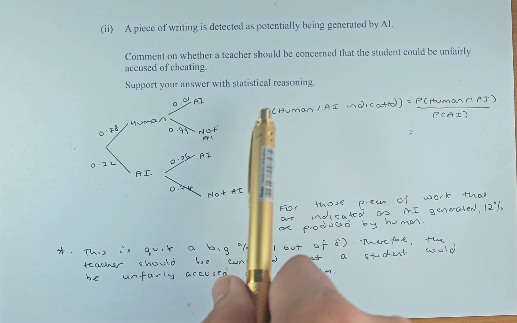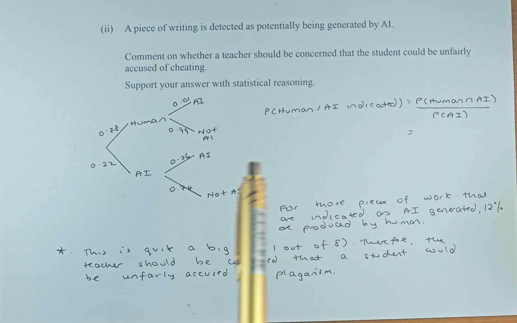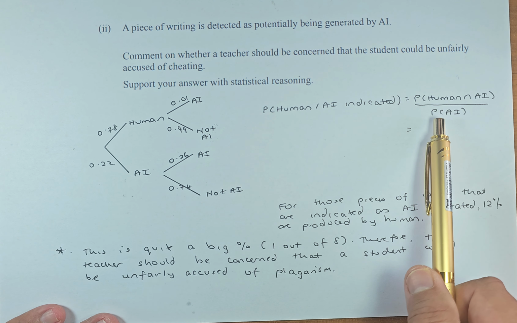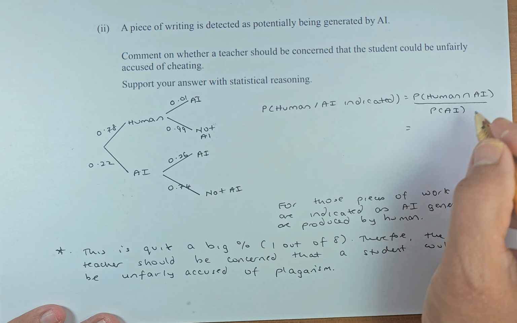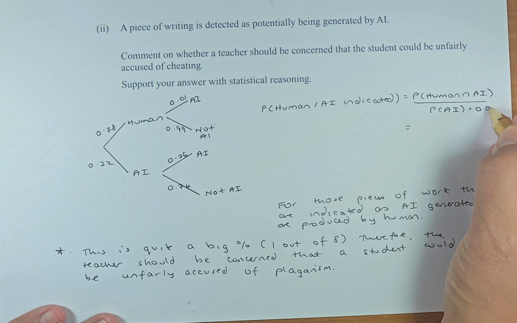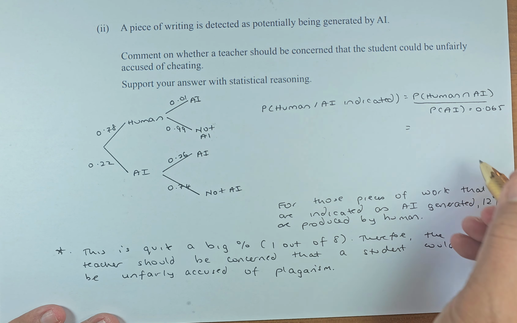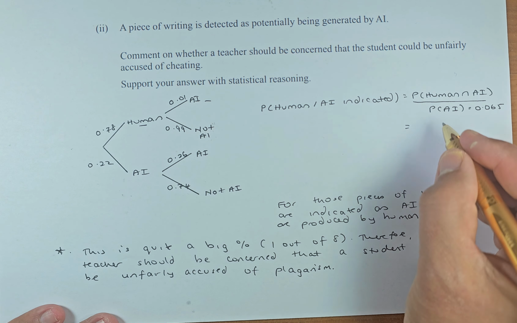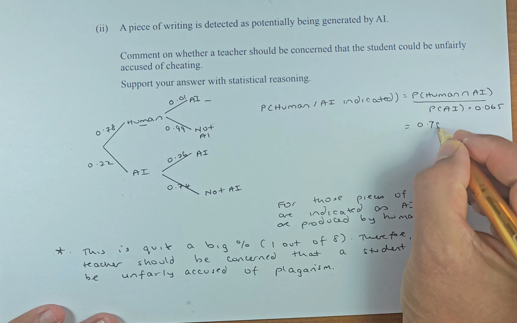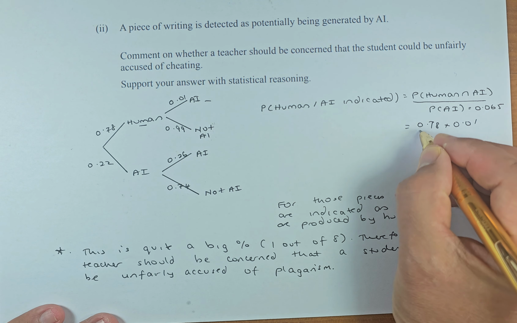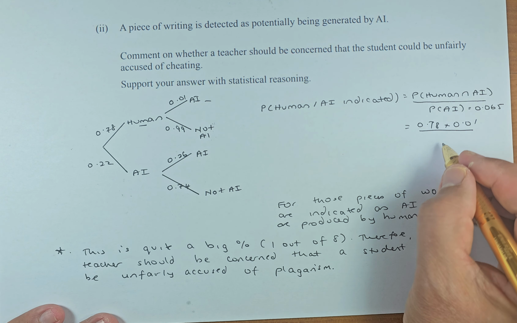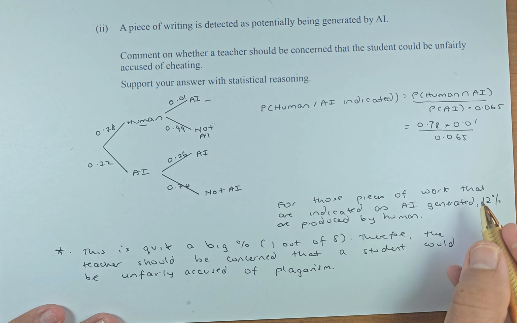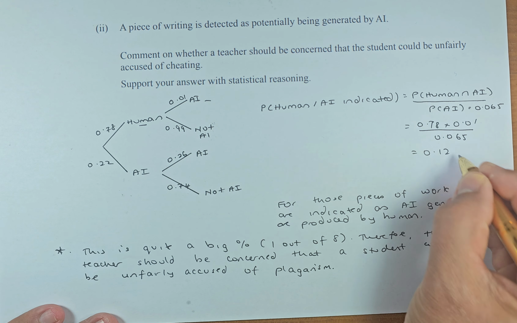So we need to find the probability of human given that AI is indicated. So it's going to be the probability of human and AI, divided by the probability of AI. We know that this was 0.065 because we calculated it in part 1, so we're going to just put the numbers there. Probability of human and AI is 0.78 multiplied by 0.01, and probability of AI is 0.065, from part 1. Calculated, it is going to be 0.12.